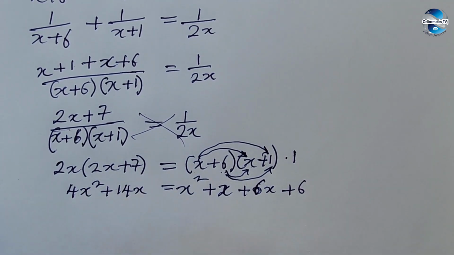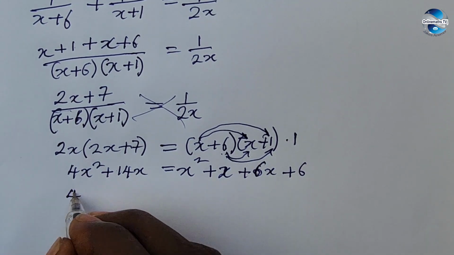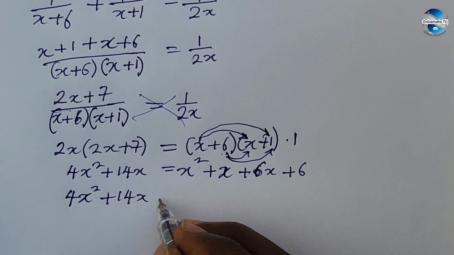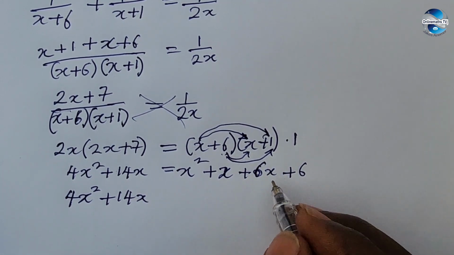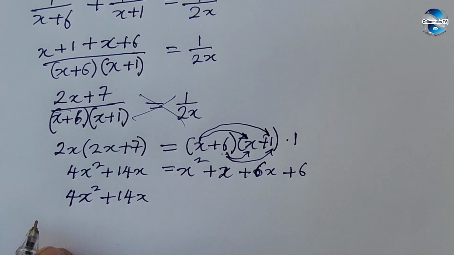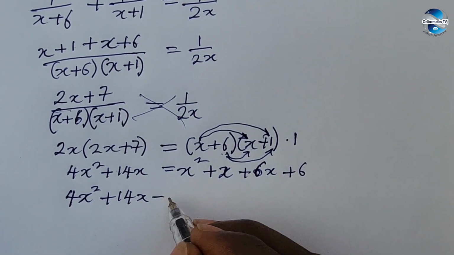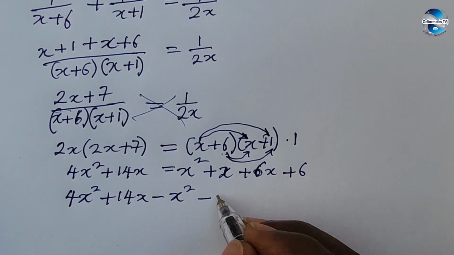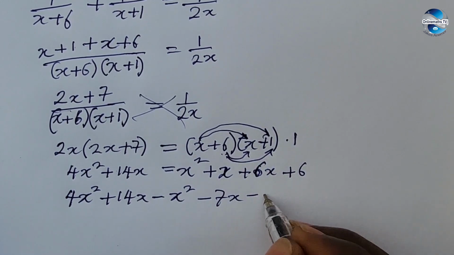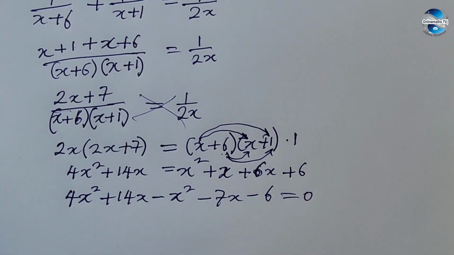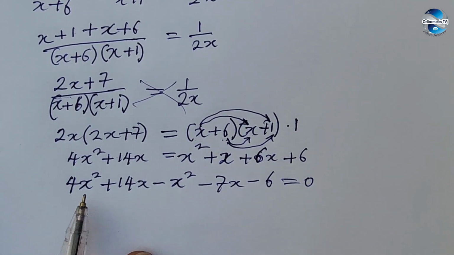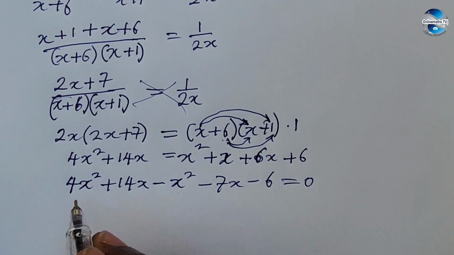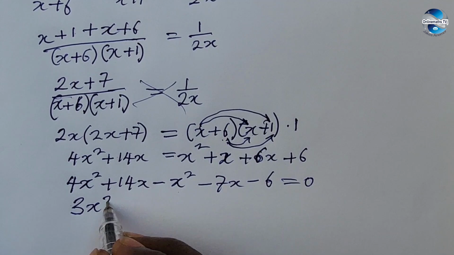So from here, we have 4x squared plus 14x. Then let's move all the terms on the right hand side to the left hand side. So this will give us minus x squared minus 7x minus 6 equal to 0. So if we collect our terms here, we have 4x squared minus x squared. This will give us 3x squared.